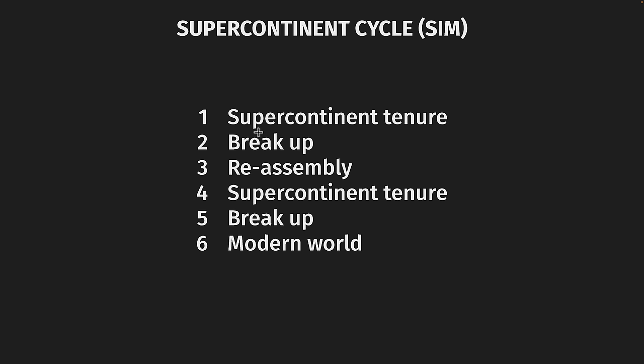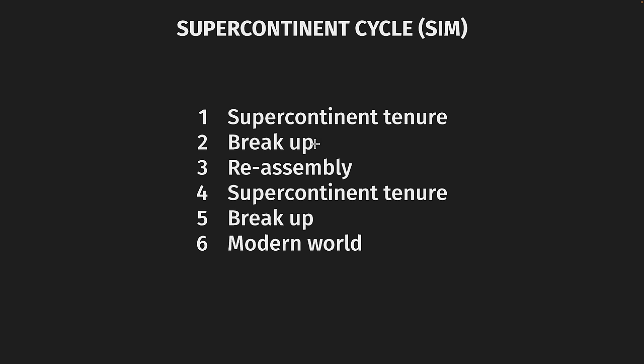We start off with a supercontinent. We draw in that supercontinent, and then we begin to break it up. We move the pieces around, and we begin to reassemble another supercontinent, supercontinent B. And then we break that up, and at this point, we could declare modern world. Now, obviously, you could keep going. If you wanted your modern world to be a supercontinent, you could go break up, assembly, supercontinent again. You could basically keep going for as long as you want.